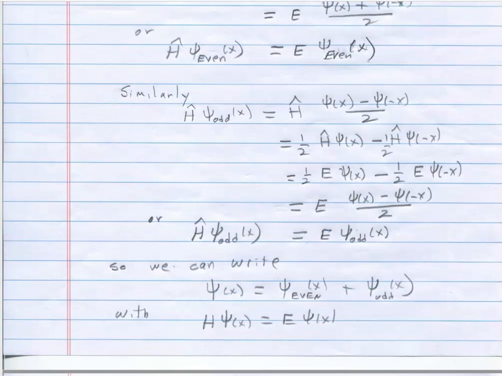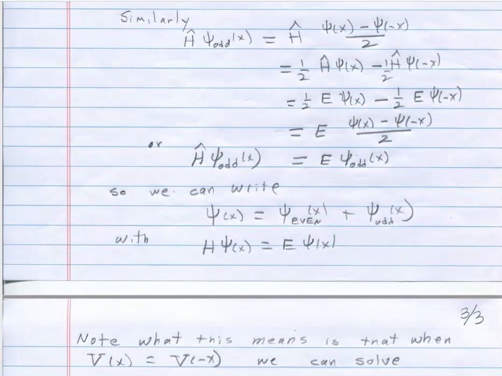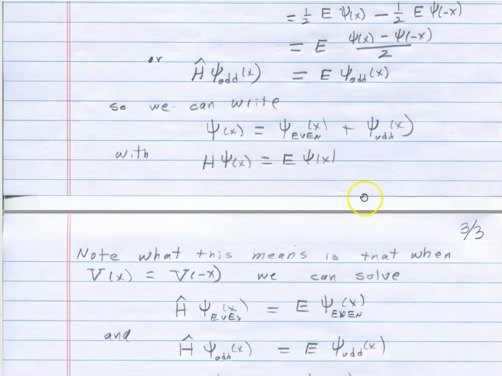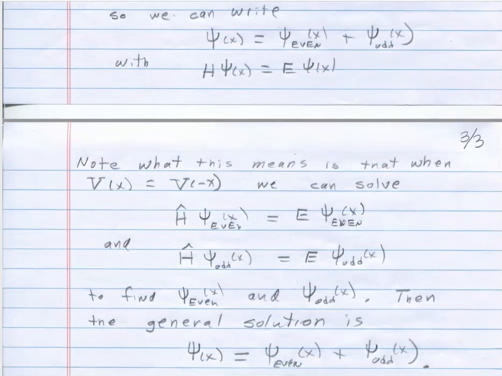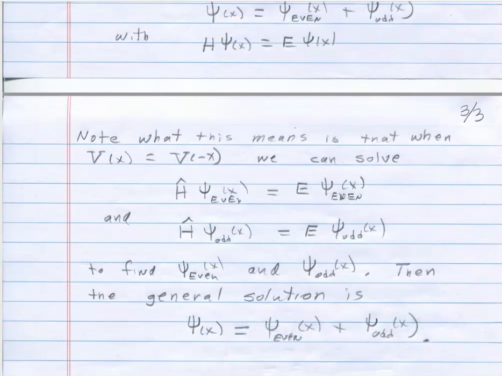So what that says is that, at least in the case where the potential is an even function, we can always separate out the even and the odd parts of the wave function that satisfies the Schrodinger equation, and both the even and the odd part satisfy the same Schrodinger equation. Well, we can use that to find these individually.